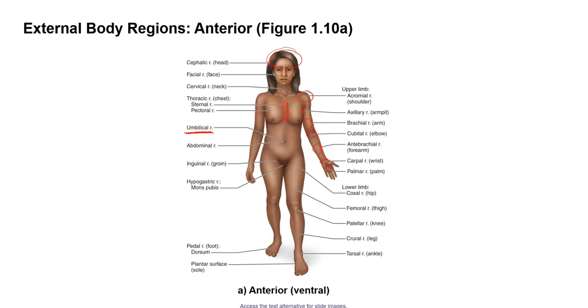Now moving to the lower limb, coxal is the entire hip. Femoral is the upper leg. Patellar is the kneecap. Crural is what we know more commonly as our shin. Tarsal is the ankle. The plantar surface is the arch. The entire foot is the pedal region. So again, you just have to spend some time learning those.